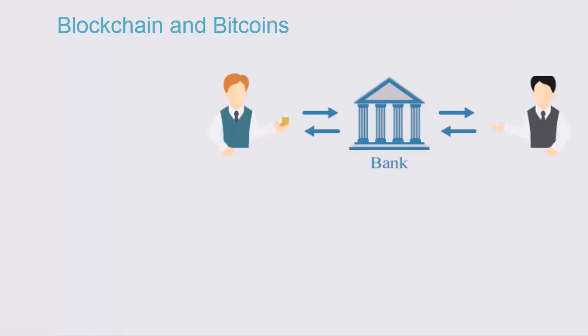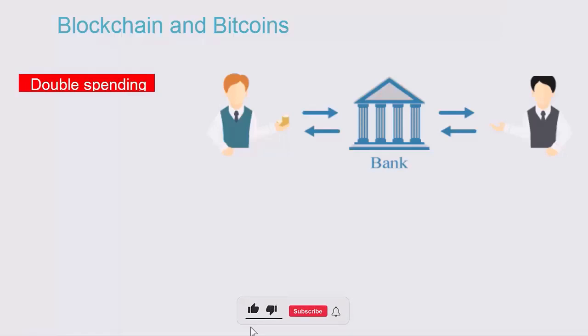This issue is commonly known as the double spend problem, and it is why we need the bank or other institution to act as an intermediary in these types of transactions. Without an intermediary or agent, it would be difficult to determine if the transaction is real or not.